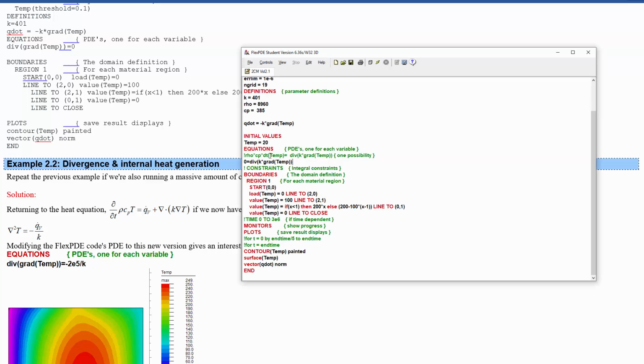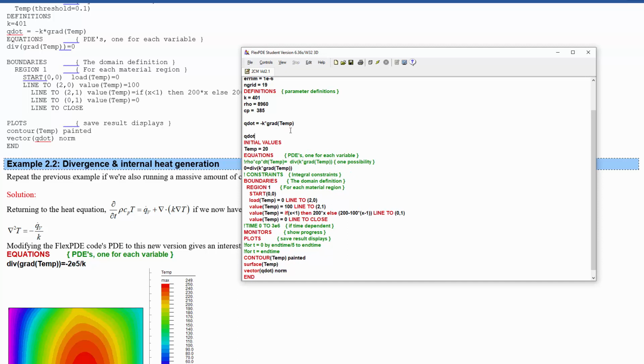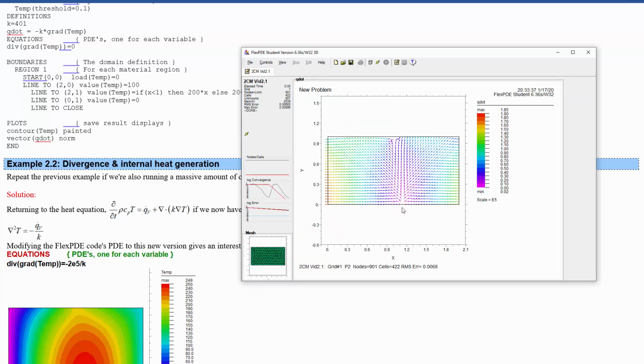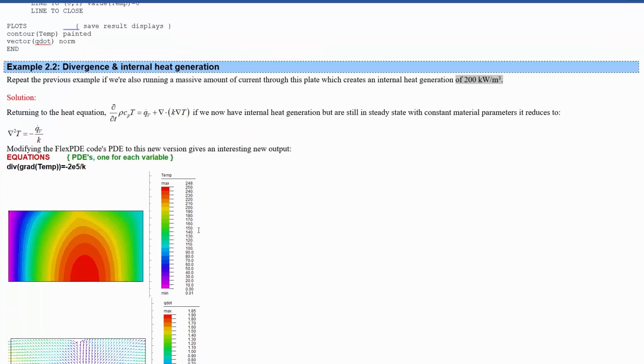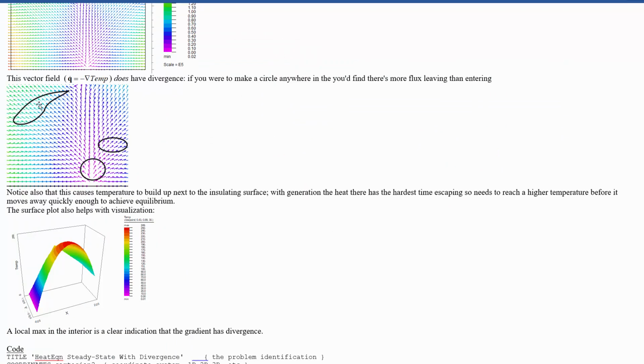If we add that in with Q dot volume equal to 200E3, and then we put that here, Q dot volume plus the divergence of K grad temperature, then we can look at our vector plot now, and we get a vector plot that does have some divergence. So now if we put some circles around this, you've got more arrows going out of the shapes, which are not really circles generally, than you do going in. That's an indication that you've got divergence.